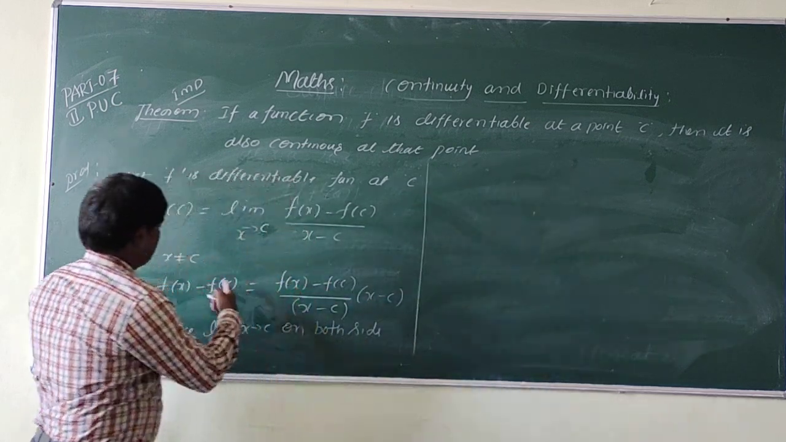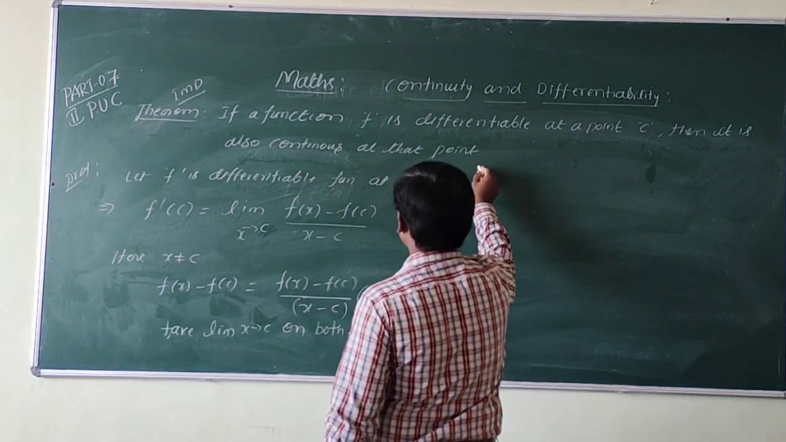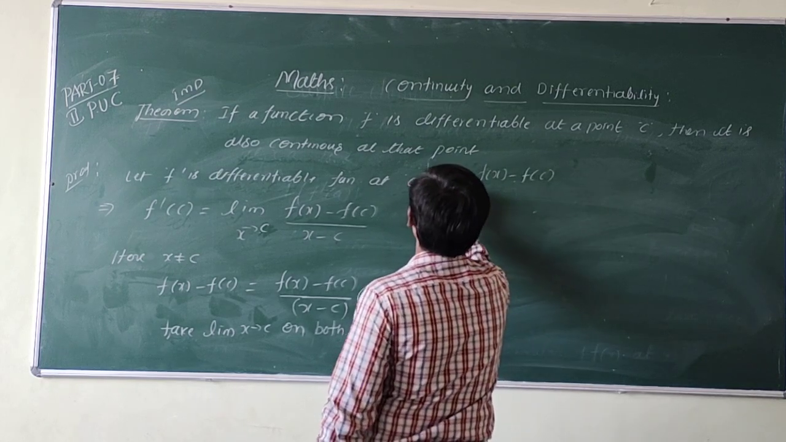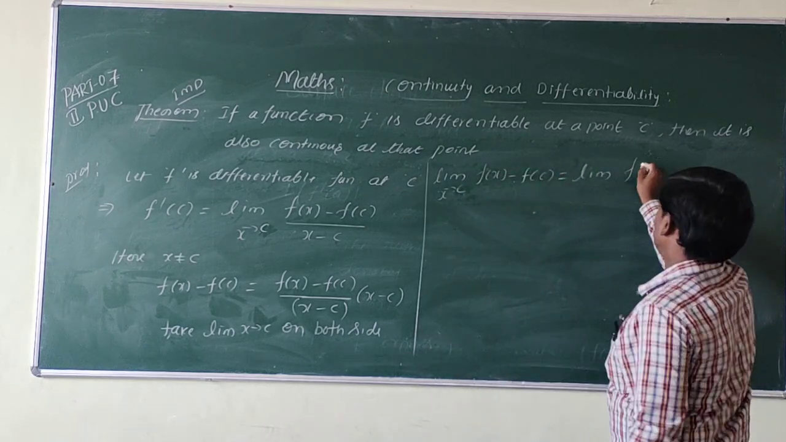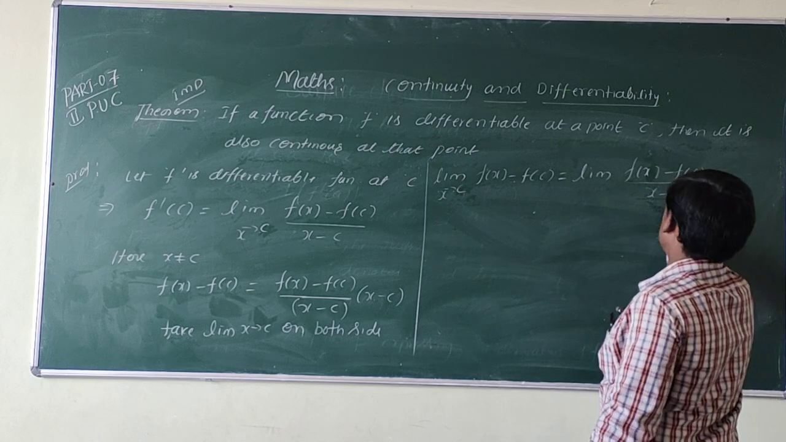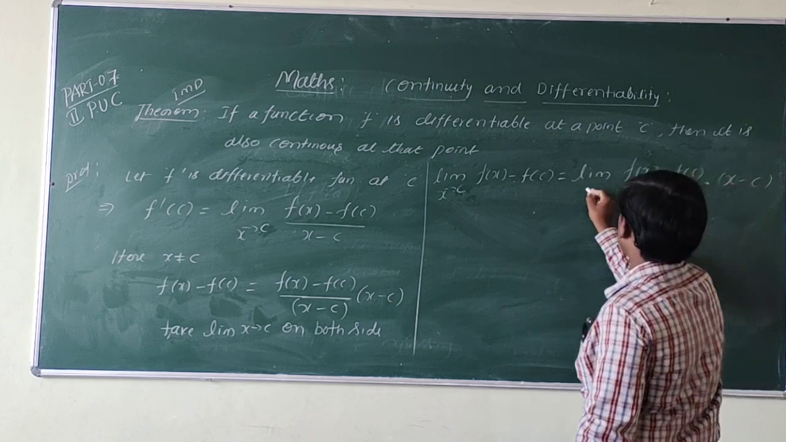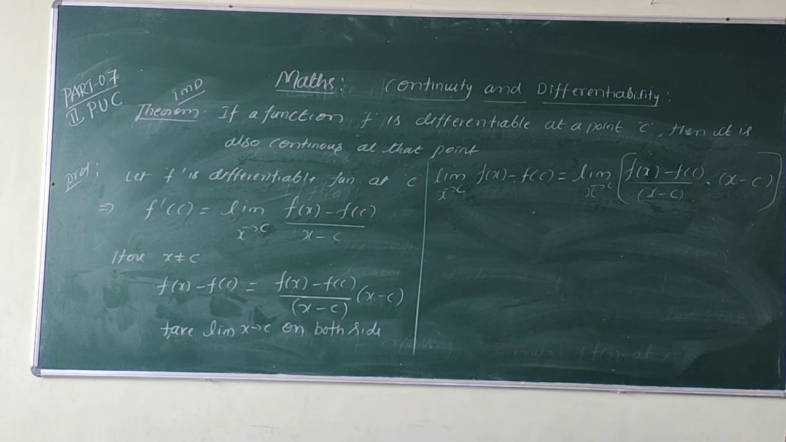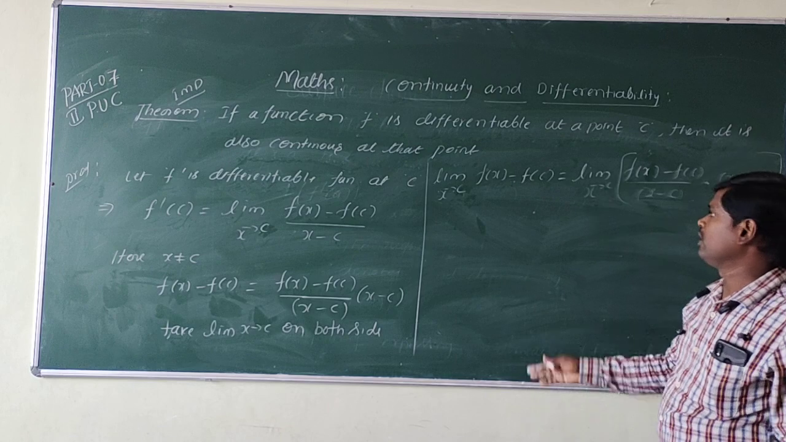Okay. So then the above expression becomes the limit of f of x minus f of c as x tends to c, which is equal to the limit of f of x minus f of c divided by x minus c, into x minus c, as x tends to c. So here I am taking the limit as x tends to c on both sides. Then we are going to apply the limit.